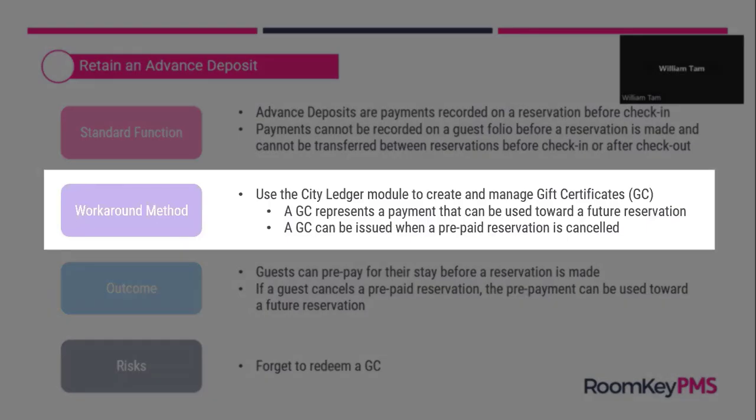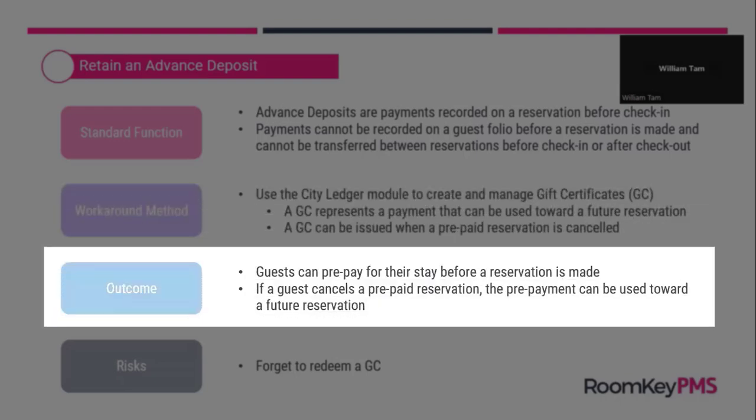Now, the workaround method that we recommend is to use the City Ledger module. And essentially what we're going to be doing is creating and managing gift certificates. So for a payment recorded in the system without an existing reservation, we would want to issue a gift certificate so that that gift certificate can represent a payment that can be used towards a future reservation. Another way that we can use this, of course, is that you can issue a gift certificate if a prepaid reservation is canceled, but you want to allow that guest to use that prepayment for a future reservation.